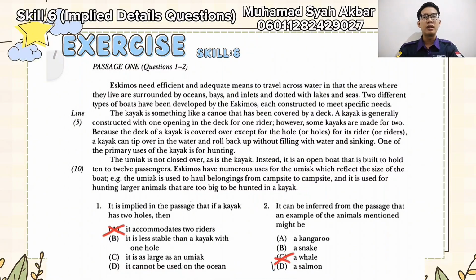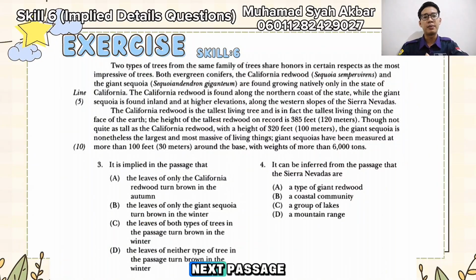Second question, it can be inferred that an example of the animals mentioned might be A. A kangaroo, B. A snake, C. A whale, D. A salmon. Answer is C, whale, a large animal suitable for the umiak. We continue to the next passage.